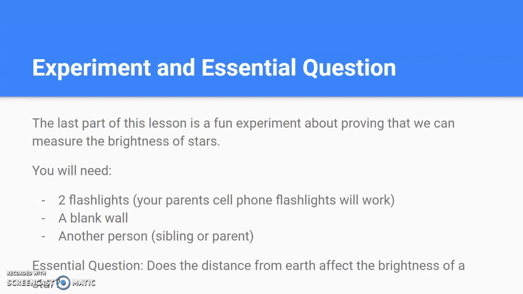The last part of this lesson is a fun experiment about proving that we can measure the brightness of stars. You're going to need 2 flashlights. Cell phone flashlights work. Just ask your parents before you use them. A blank wall and another person. It could be your sibling or your parent. Now back to our essential question. Does the distance from Earth affect the brightness of a star? What do you think?